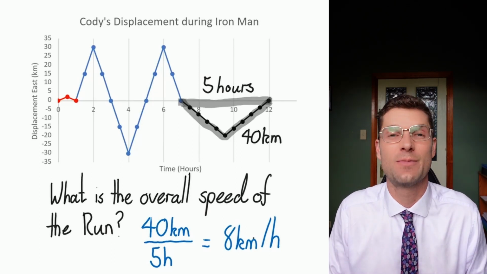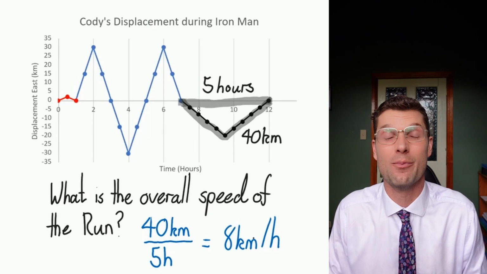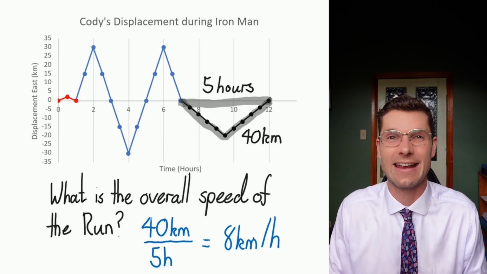And if you think that 8 kilometers per hour is pretty slow going, if you've already ridden your bike for 6 hours and swum for an hour, I reckon 8 kilometers is pretty quick.